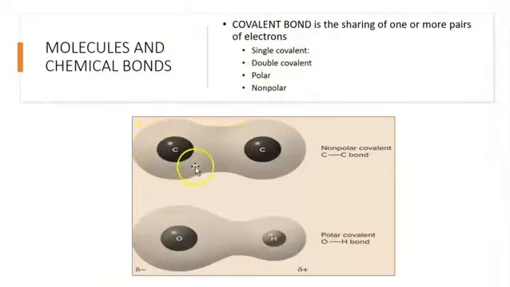In non-polar, the two elements are going to share, and the sharing is going to be, let's say, 50 and 50%. In the polar covalent bond, they share, but the sharing is not equal.